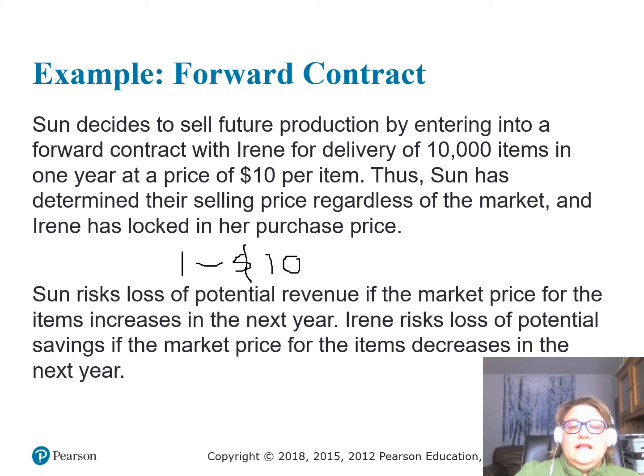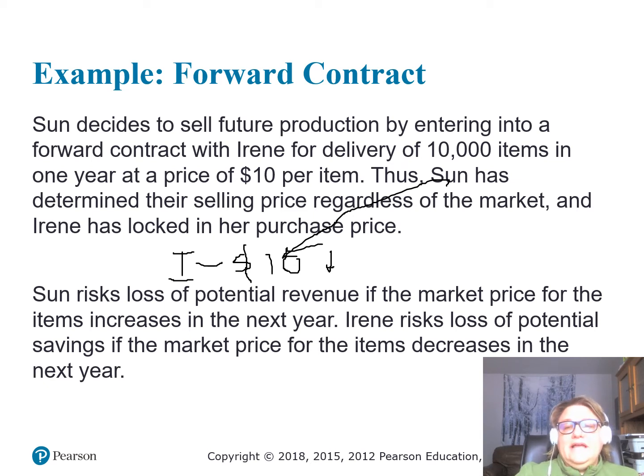Irene and Sun both say 10. Everybody is in agreement. So what happens to Irene if she agreed to pay 10, and then the purchase price goes down? Well, now we have a problem because we're locked into that 10. So Irene will lose money.